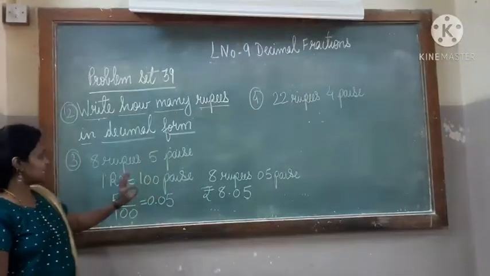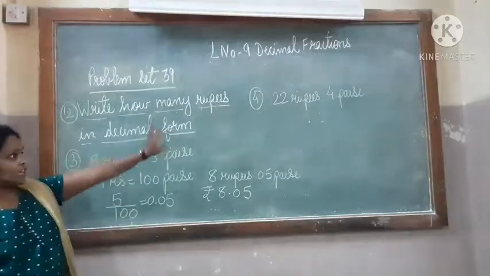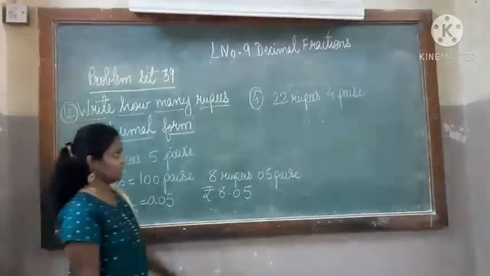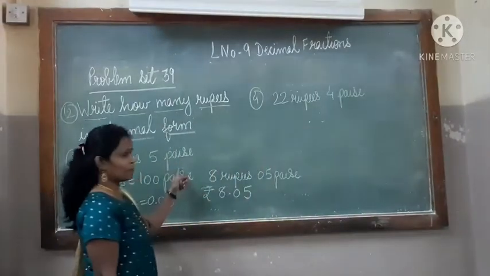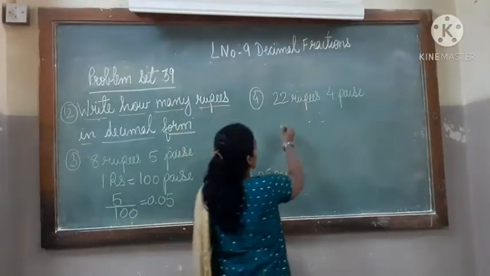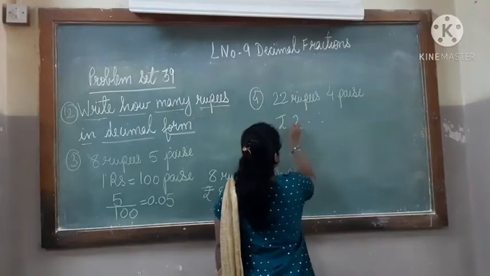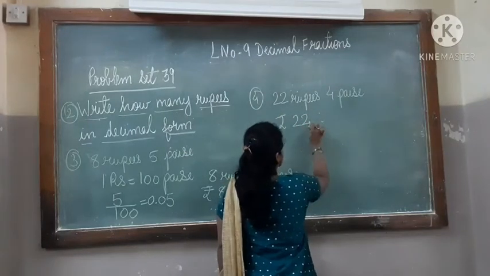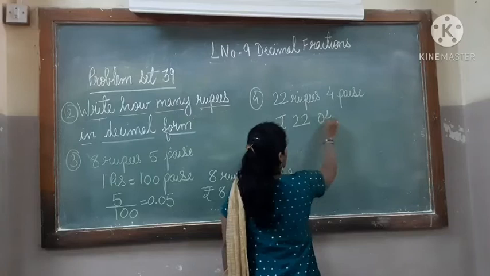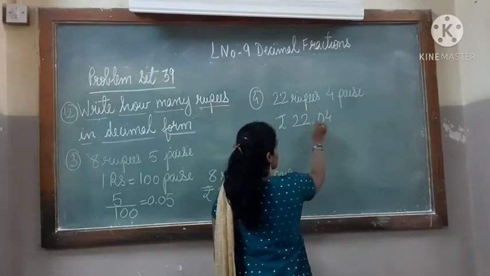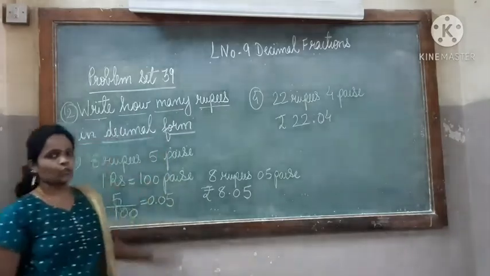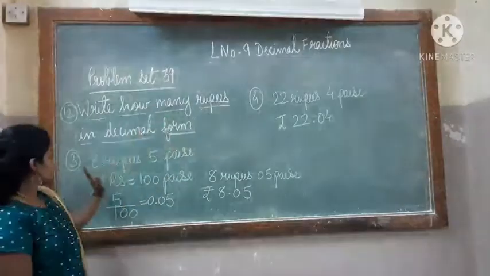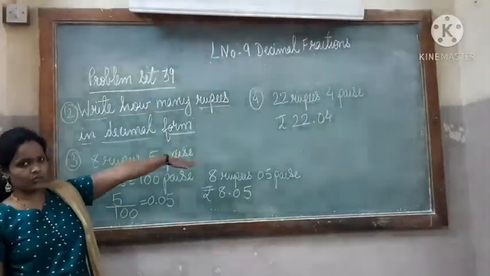The fourth one is exactly like the third one, so we will write the answer directly. Here they have given 4 paise, and there they gave us 5 paise. So the answer will be rupees 22.04, with the decimal point, that is 0.04. So the first two sums were of the same type, and these two sums are of the same type.